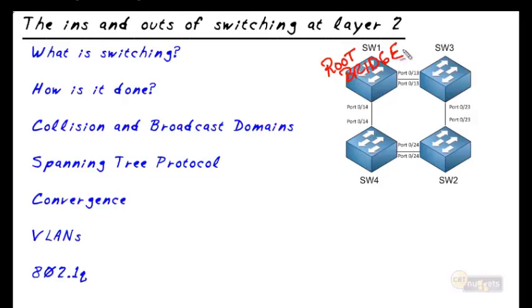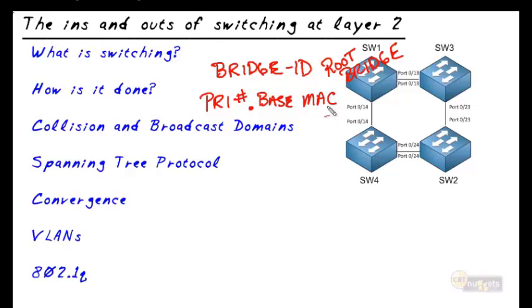And with spanning tree, it's like golf. In golf, the person who has the lowest score wins. So each of these switches has something called a bridge ID. And that bridge ID is made up of 2 parts. There's a priority number, and there's also a base MAC address. So if I have these 4 switches and the priority happens to be identical on all of them, then it would be the device that has the lowest base MAC address that would become the root bridge. But in any case, the device that has the lowest bridge ID becomes the root.